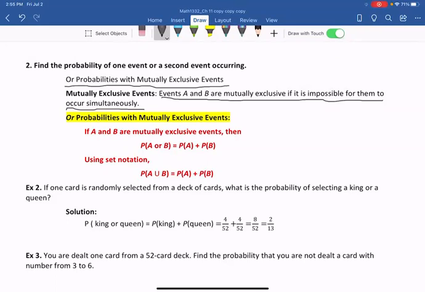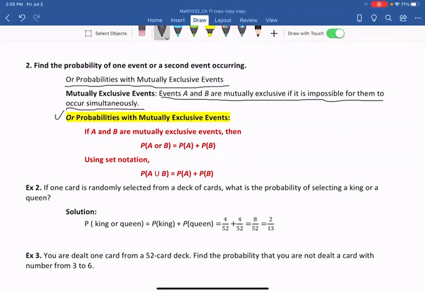Another example of mutually exclusive events, you toss a coin. It could be a tail, it could be a head, but you can't have the tail and head occurrence at the same time. So these two events are mutually exclusive. Let's move on to see the highlighted part.